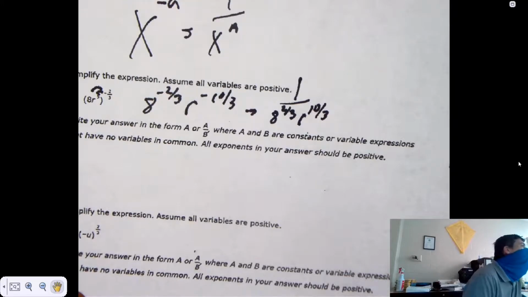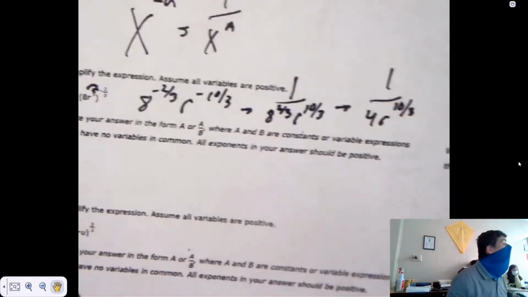Can we do anything with r to the 10/3? No, it's the 8 to the 2/3 that we have to worry about. JC, what root is it asking us to take of 8? The cube root. What is the cube root of 8? 2. All right, so that's been done. Jaden, after you figure out the cube root of 8 is 2, what are you supposed to do with it? Square it, and what do you get? 4. 1 over 4, r raised to the 10/3 power.